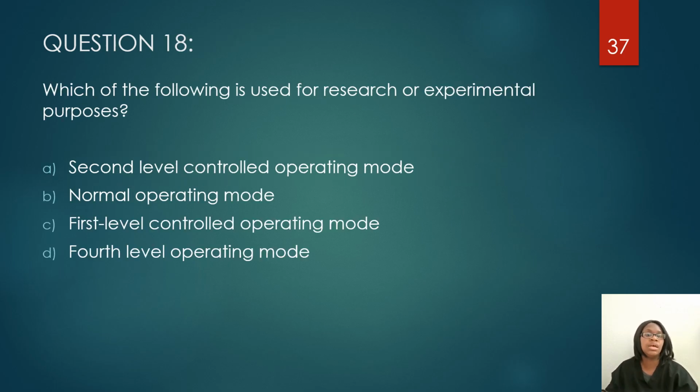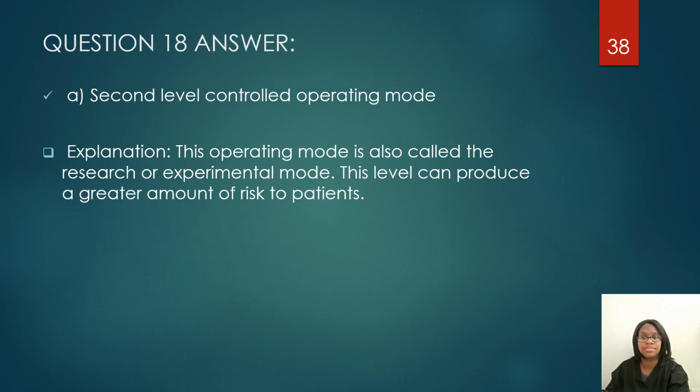Question 18. Which of the following is used for research or experimental purposes? Which mode? Second level controlled operating mode, normal operating mode, first level controlled operating mode, fourth level operating mode. Second level controlled operating mode. So this is pretty much for experiments or research.